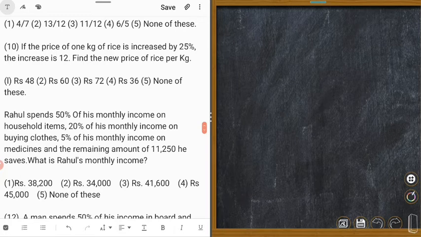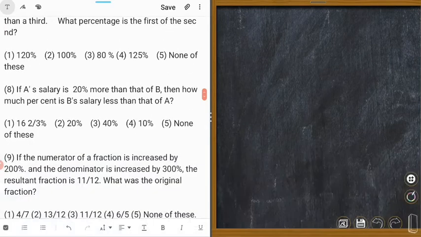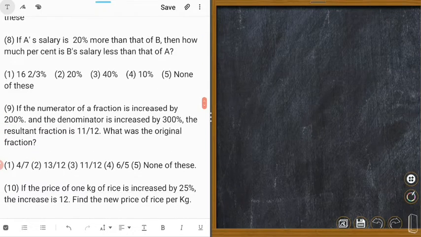Actually, we made a mistake. This shouldn't have been like this. We made a mistake. Again, let's do it again. Number 9. You understand? Number 9. So, suppose the fraction is x upon y. Number 9. Could you understand?